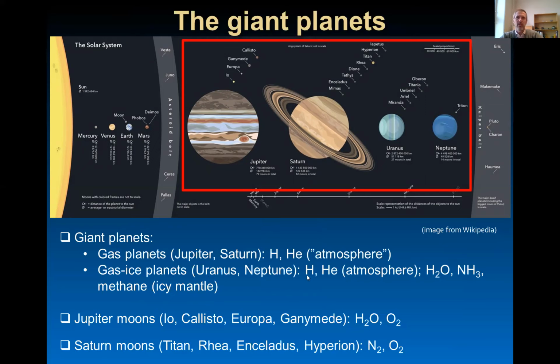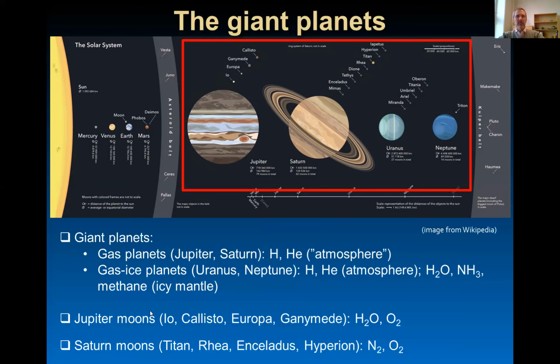We have hydrogen and helium in the atmosphere, but we also have water, ammonia, and methane in the icy mantle of the planet. And again, methane and hydrogen can be used as rocket fuel.